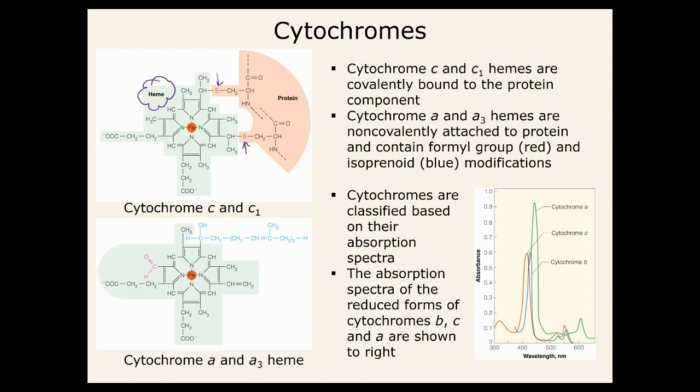Here's cytochrome C, cytochrome C1, that's its structure. Here's cytochrome A and A3 heme. They are classified according to their absorption of light. And so there's the chart that shows how they absorb light differently. The cytochromes' structure should look a little bit familiar because of the heme group that we saw in hemoglobin.